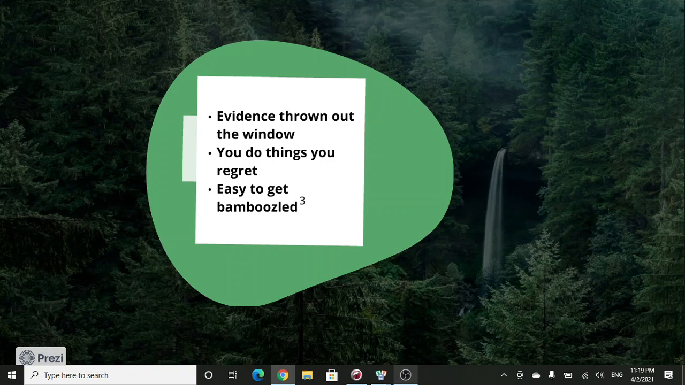So what are the effects of allowing the thought process of emotional reasoning to influence you? It can cause you to throw evidence that contradicts the way you feel out the window. When people are engaged in highly emotional interactions, they may say or do things that they regret. And it's also much easier to be fooled or bamboozled by subpar logic or arguments.